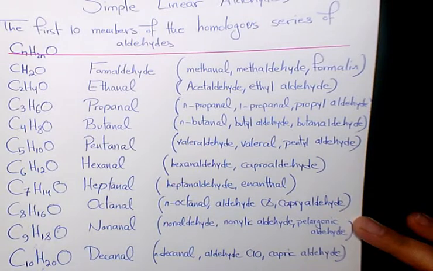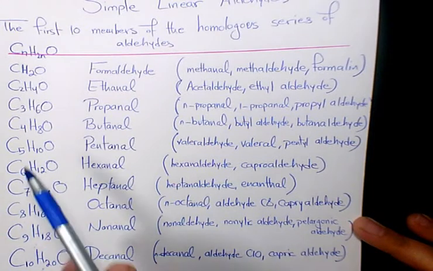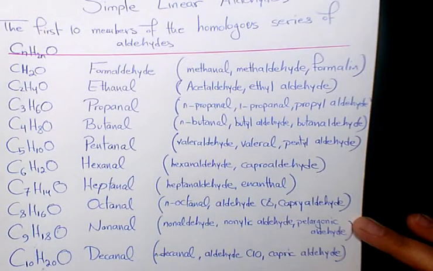C3H6O is propanal. We can also call it n-propanal or normal propanal, 1-propanal, or propylaldehyde. Next one, C4H8O, which is butanal. We can also call it n-butanal or normal butanal, 1-butanal, butylaldehyde, or butanaldehyde. Next one, we have C5H10O or pentanal. We have different names like normal pentanal, n-pentanal, 1-pentanal, and also pentylaldehyde.